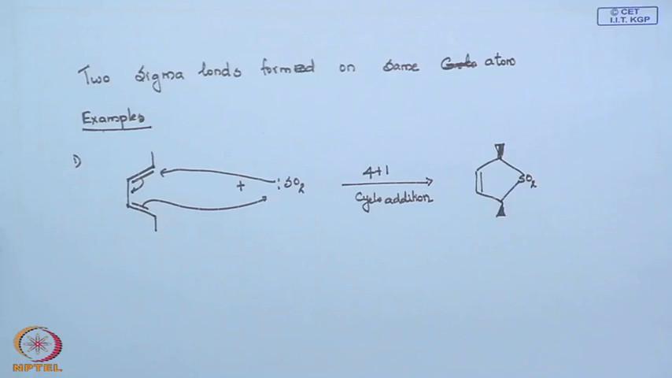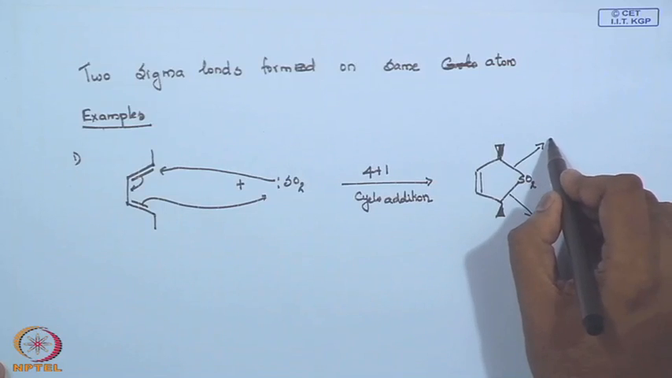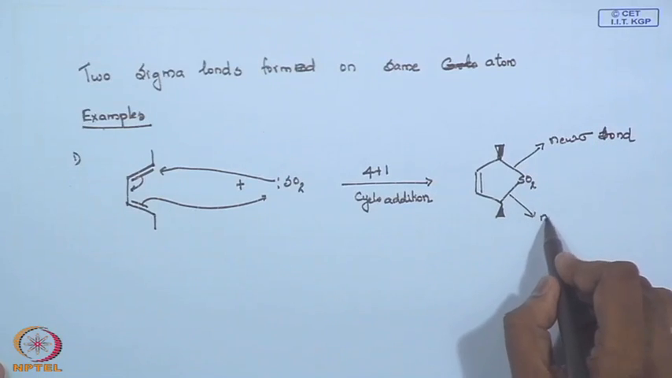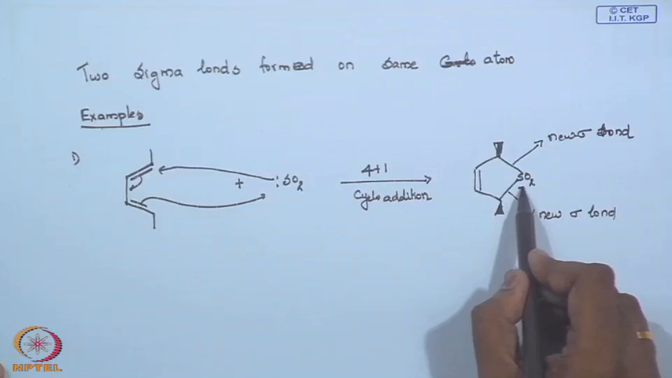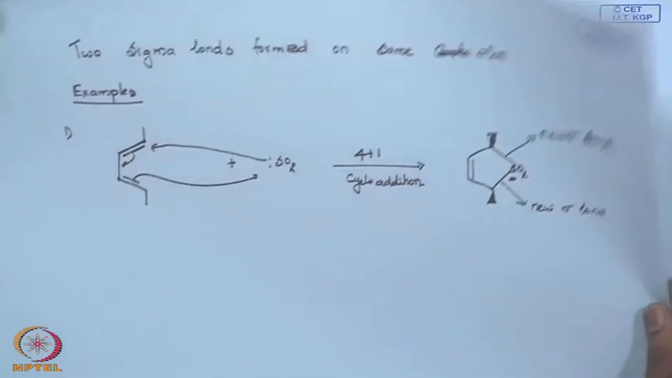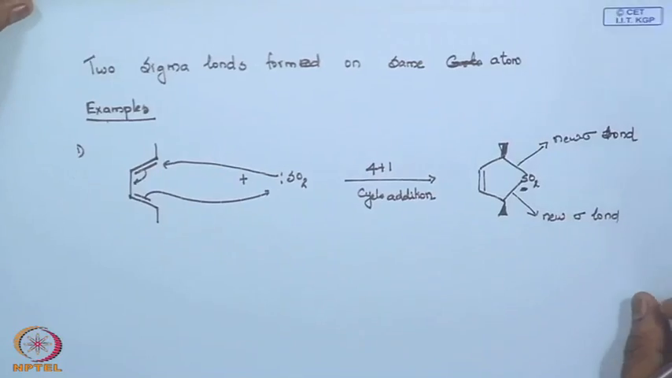Now, see the definition. What did the definition say? 2 sigma bonds will be formed on the same atom. Here you see, I am getting these 2 new sigma bonds, and they are formed on the same atom. Then you call this reaction a chelotropic reaction. Any doubt with the definition? Okay, then we will take some other examples. It is not that it should be only on the carbon atom. Here we have taken sulfur. We can see several other examples where you can use carbon atoms. So, we will see the next example.